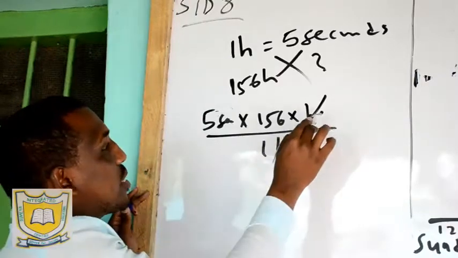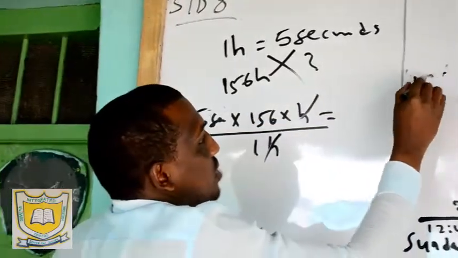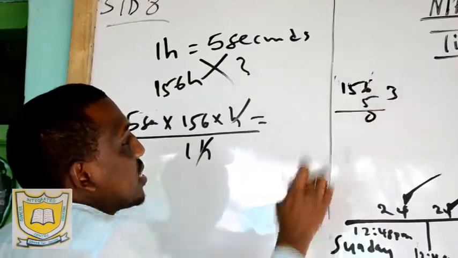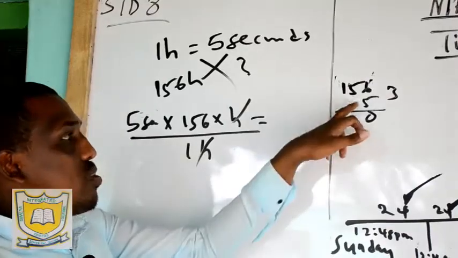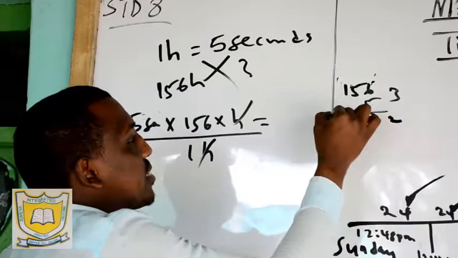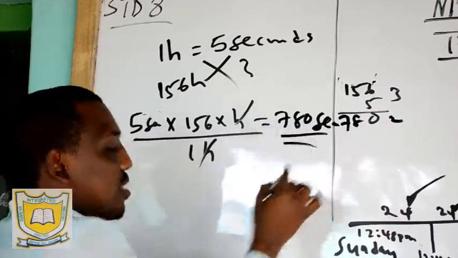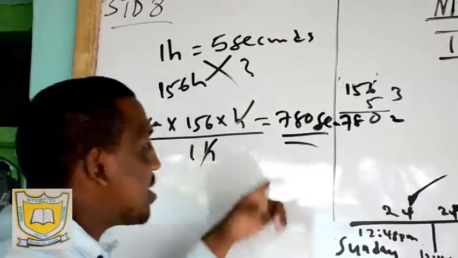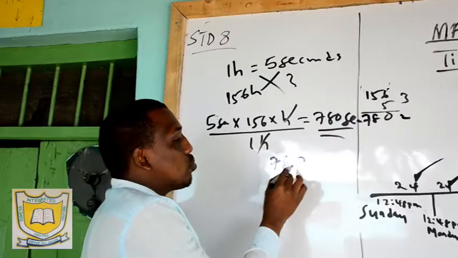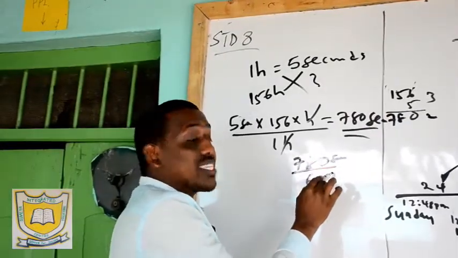So here you multiply 156 times 5. 156 times 5: 30 carry 3, 25 plus 3, 28, 8 carry 2, 780. So here you will get 780 seconds. So what do we do now? I said earlier, you change it into minutes. So 780 seconds, you change it into minutes, divided by 60, because 1 minute has got 60 seconds.